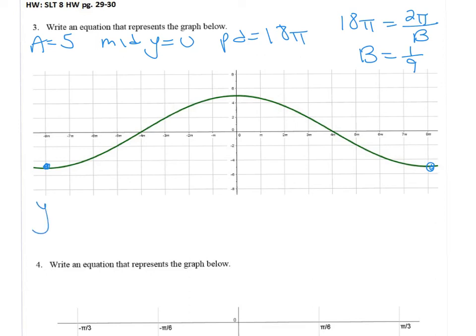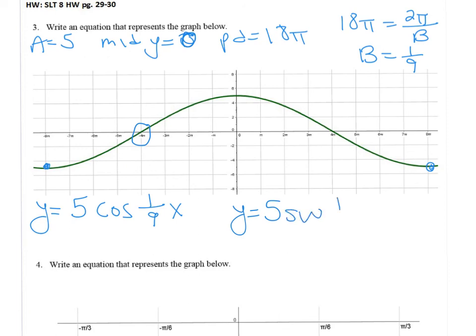Okay, so one possible answer would be 5 cosine 1/9 x. Here's my amplitude change, here's my period change. No horizontal shift because this is the maximum, and no vertical shift because we have a midline of y equals 0. Now for a sine function, here's where we start in the middle and go to the maximum. Oops, sine. And that's now to the left 4 pi.